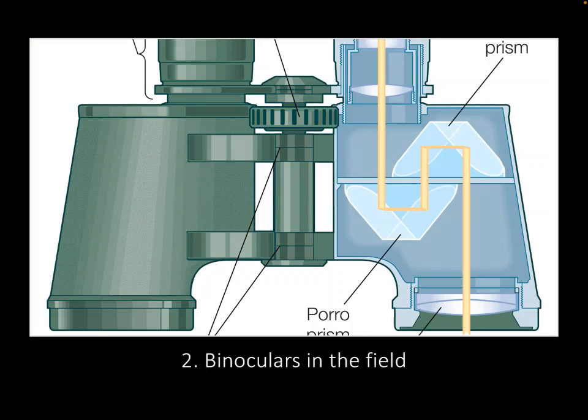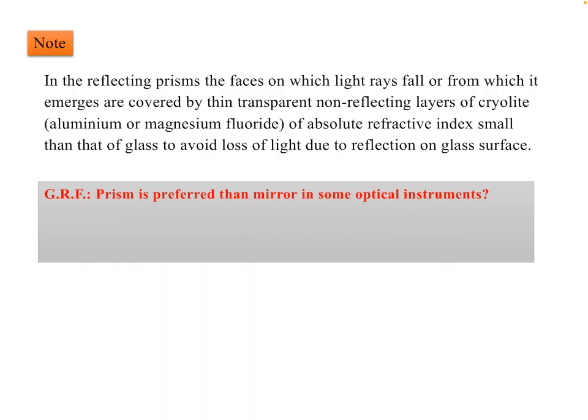Also in binoculars, in the field, you can notice that the light comes out here. I have a prism that reflects the light this way, and another prism reflects the light, and after that you can see using your eyes from this side. This is about the binoculars.